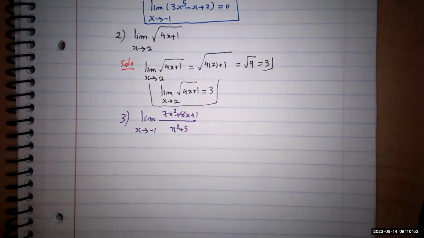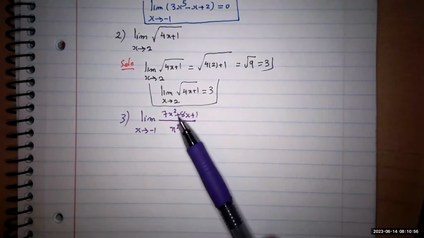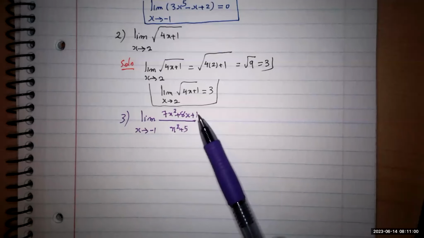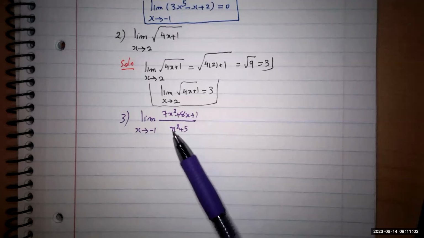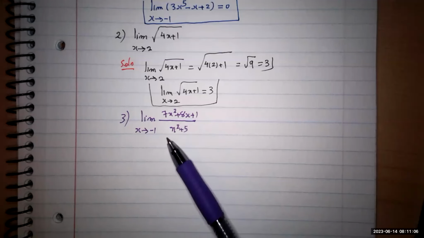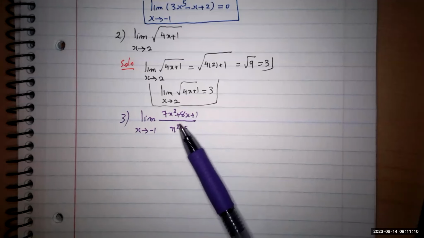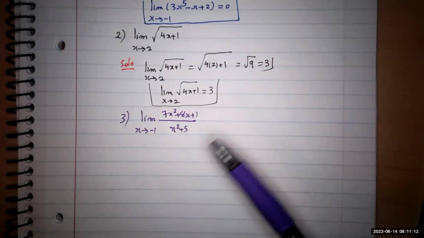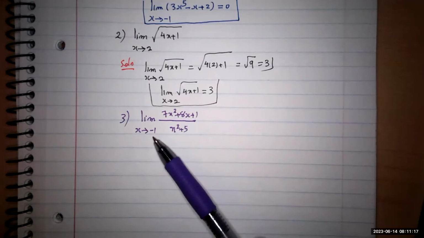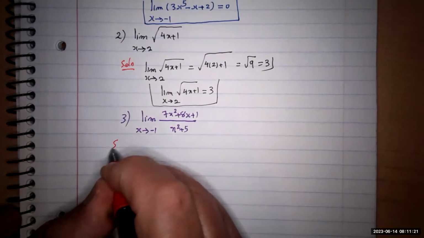Again, it is a quotient function. For finding the limit of a quotient function, you have to find the limit of the top divided by the limit of the bottom. But the top and the bottom are polynomials. So in order to get the limit of a polynomial, direct substitution. So simply you directly substitute for x equal to negative 1, and you get the answer. Okay, so this is it. Solution.